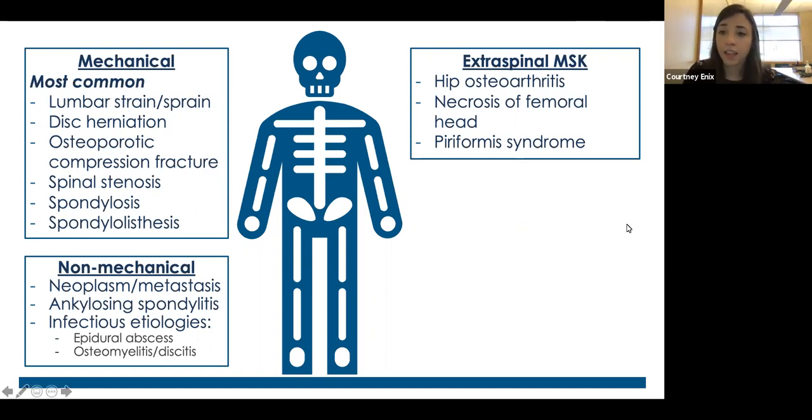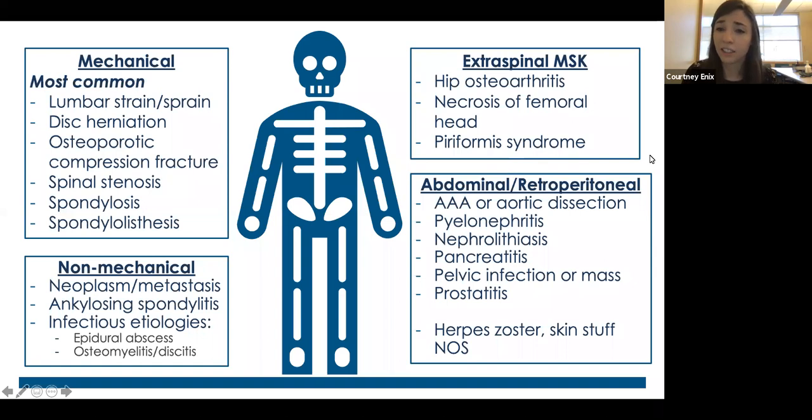And then thinking about some things that are not necessarily related to the musculoskeletal system, we have to be thinking about the abdomen and the retroperitoneal space. So an AAA or an aortic dissection, pyelo, you guys can see all of the things on this list, nephrolithiasis. Don't forget about the GU organs as well. And then I put skin stuff on there. You'll be looking at the skin whenever you're doing an exam, but don't forget that that can cause pain as well.